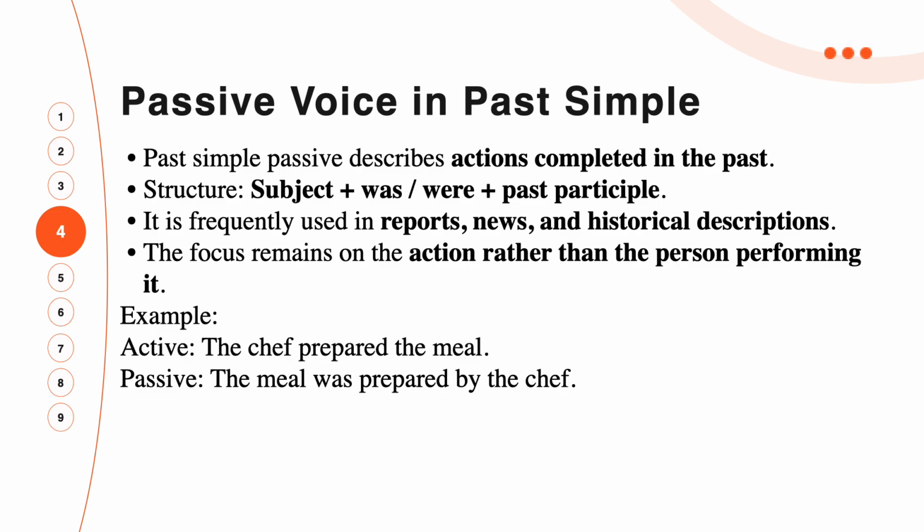In this slide, we look at passive voice in the past simple tense. This form is used when we describe actions that were completed in the past. The structure is subject plus was, were plus past participle. Past passive sentences are often used in reports, news articles, and historical descriptions because they highlight what happened rather than who did it. For example, the active sentence, the chef prepared the meal, becomes the passive sentence, the meal was prepared by the chef.